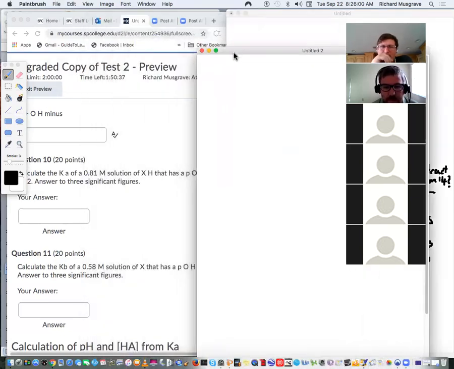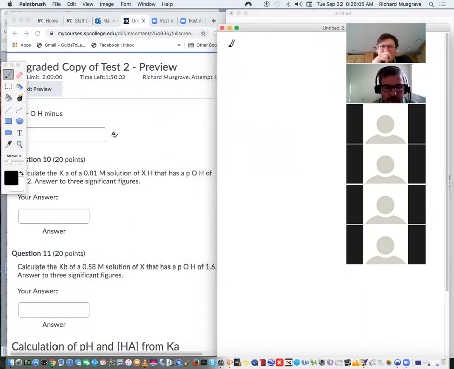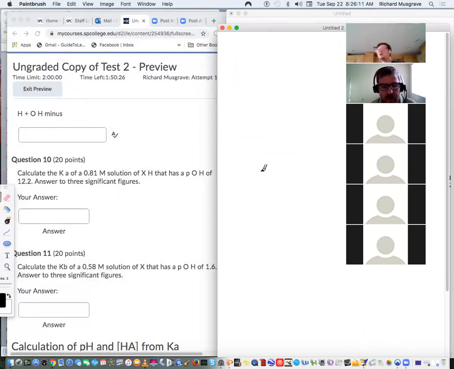Okay. So I can come back and reference that. All right, it says calculate the Ka of a 0.81 molar solution of XH that has POH of 12.2. Okay. So let's have a look at how we handle that.